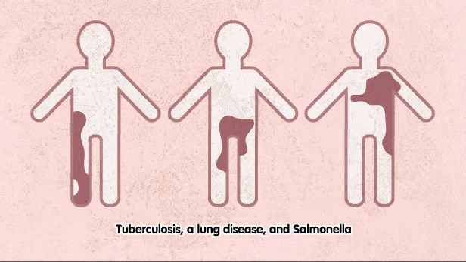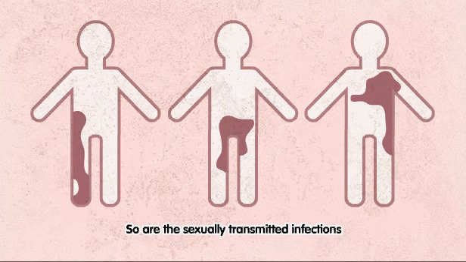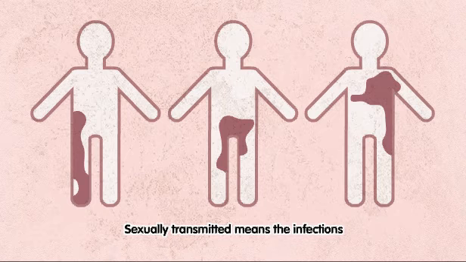Tuberculosis, a lung disease, and salmonella food poisoning are all caused by bacteria. So are the sexually transmitted infections, gonorrhea, syphilis, and chlamydia. Sexually transmitted means the infections are passed on by unprotected sex.